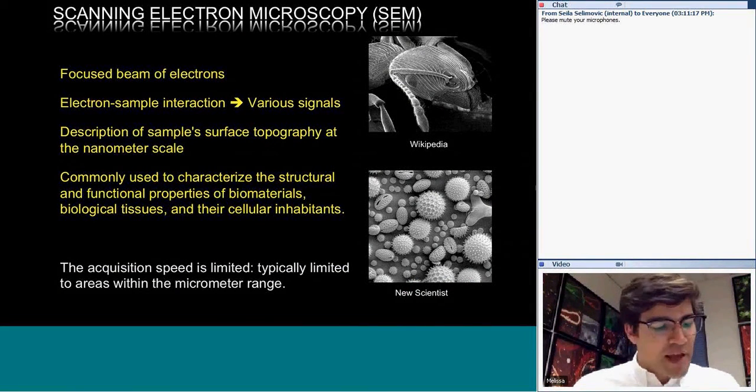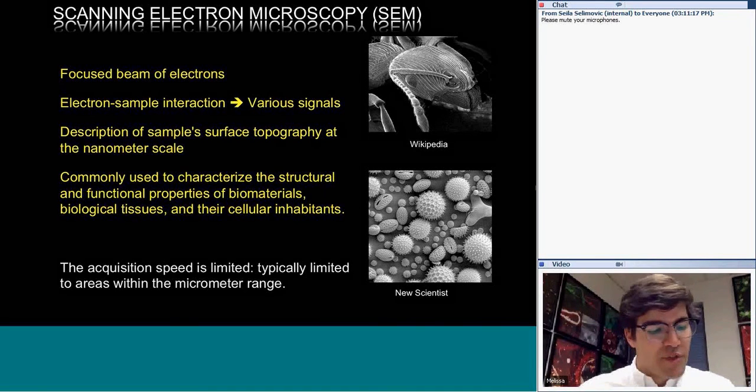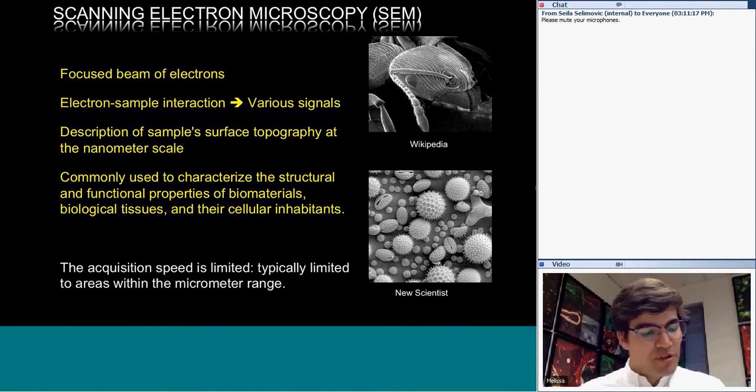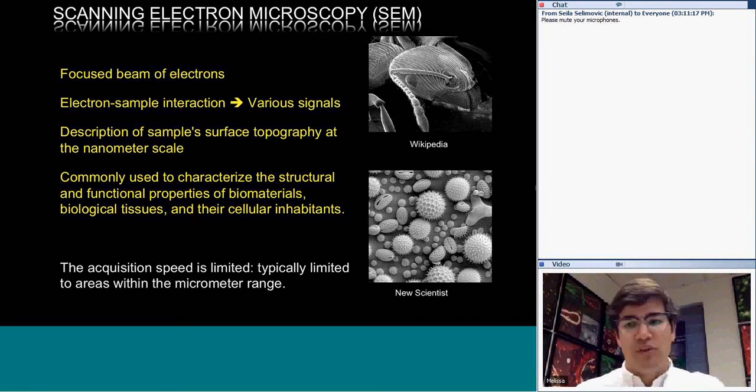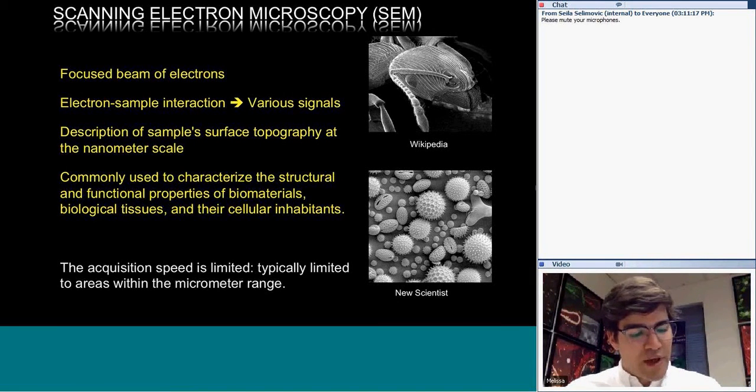A little bit of background on scanning electron microscopy. A scanning electron microscope is a technology that produces images of a sample by scanning it with a focused beam of electrons. The electrons interact with the atoms in the sample, producing various signals that contain information about the sample's topography and composition. It can resolve morphologic details at the nanometer scale, and is commonly used to characterize the structural and functional properties of biomaterials, biological tissues, and their cellular inhabitants. The acquisition of electron microscopes, however, limits the capturing of high-resolution images within reasonable time frames, and therefore typically the throughput is limited to scanning of areas within the micrometer range.